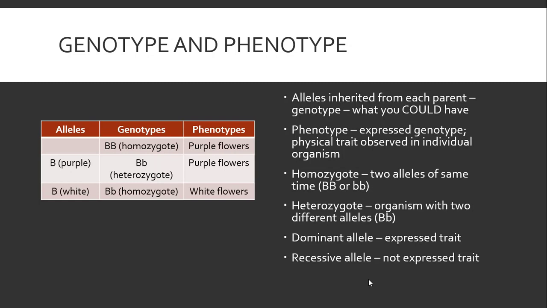Homozygotes have two alleles of the same kind, and heterozygotes have two alleles of different kinds. The dominant allele is the expressed trait, and the recessive allele is the trait that is not expressed.